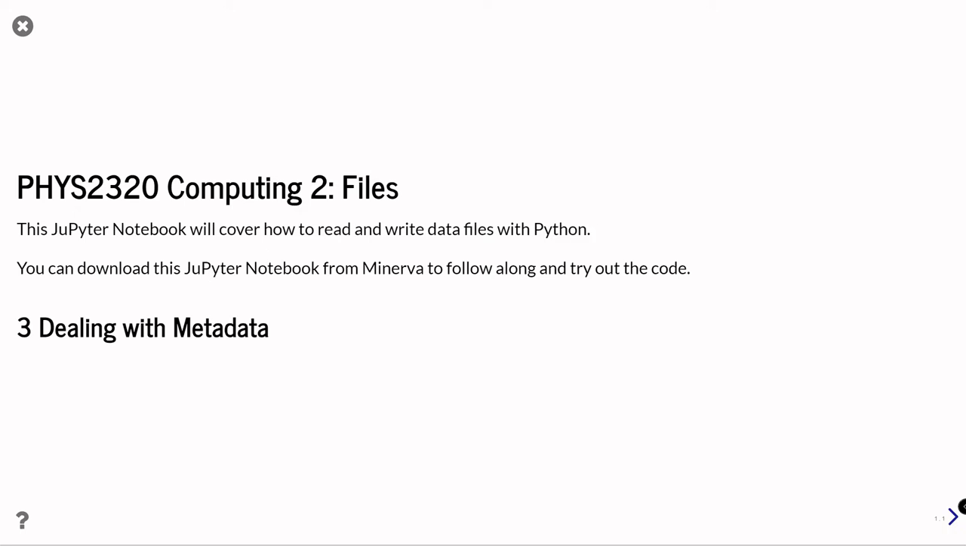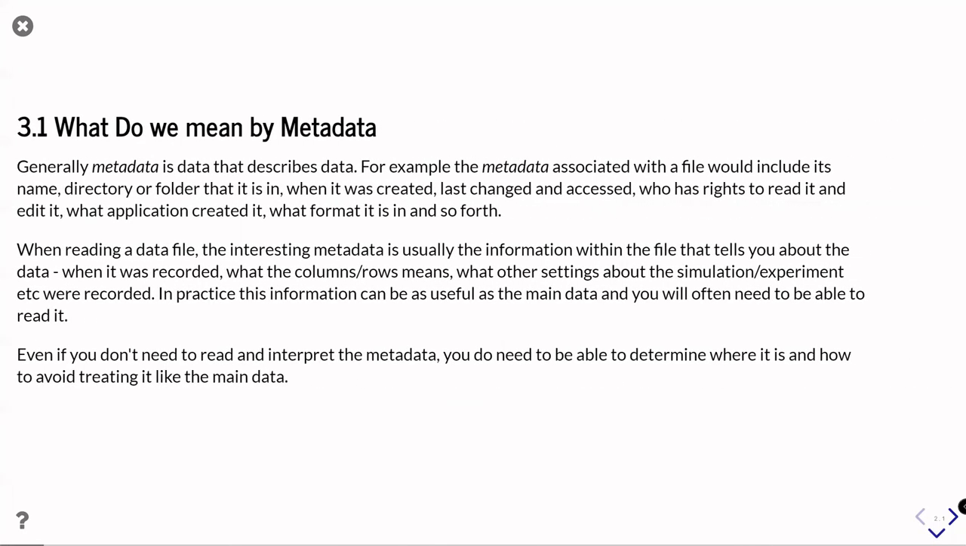So the focus of this unit is going to be dealing with metadata in files. So first of all, what do we actually mean by metadata? Generally, metadata is data that describes data. For example, the metadata for a file on a disk would involve things like its name, the directory or folder that it's in, when it was created, when it was last modified, when it was last accessed, who has the rights to read it or to write to it, which application created it, what format it's in, and so on.